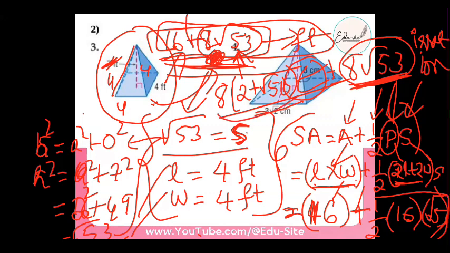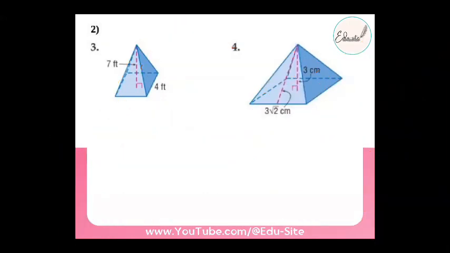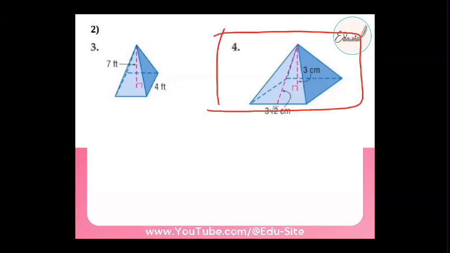Okay, instead of that, you can write 8 over 2 plus root 53. Just write it down. It's done. We'll see the next part, beta. Can you please do this for me? It's quite easy. Same as the previous one.